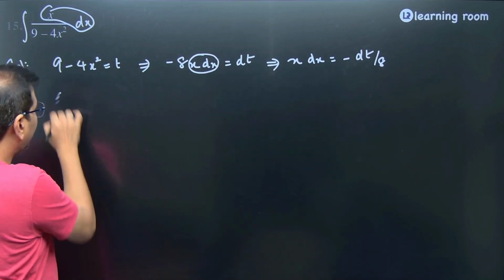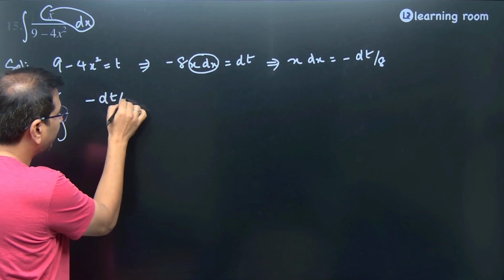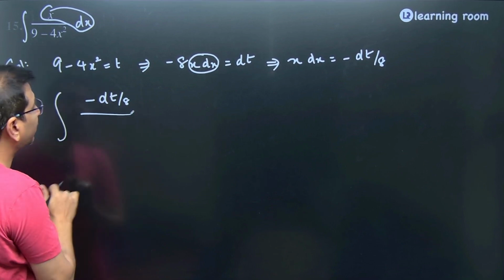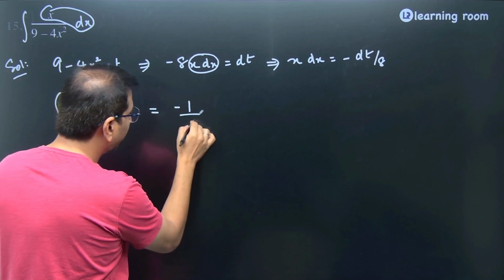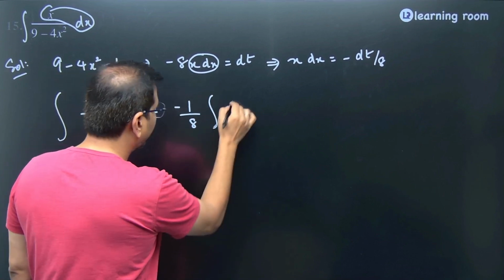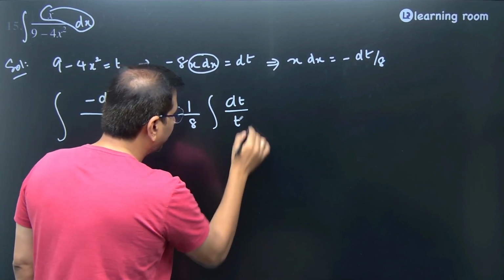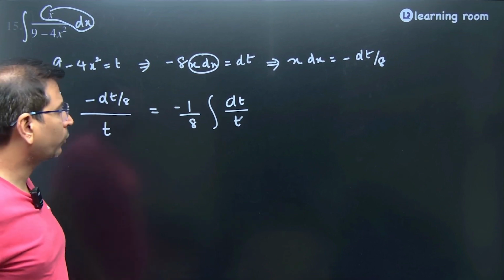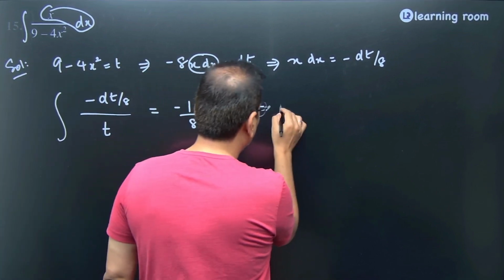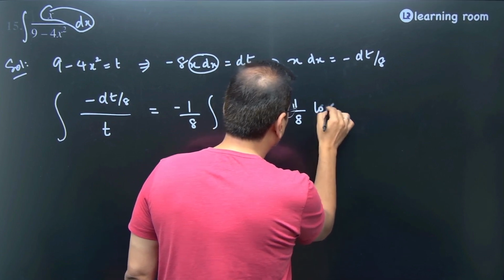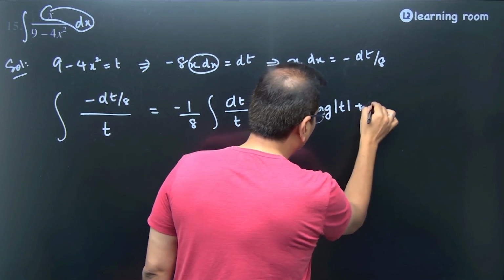So, the numerator becomes minus dt divided by 8, the whole divided by 9 minus 4x square, which is t. So, it is minus 1 by 8 that can be taken out. The integral of dt divided by t is what we are left with inside. So, the integral of 1 by t is going to be log of mod t. We know this. So, minus 1 by 8 into log of mod t plus c.